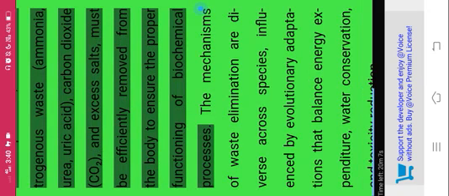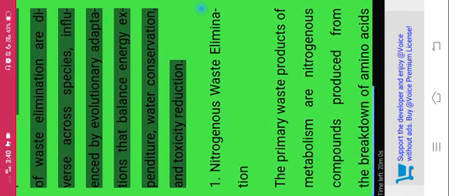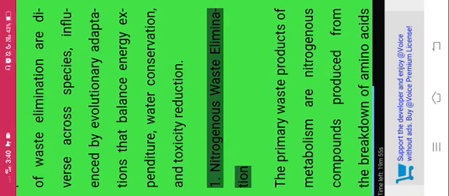Waste elimination is an essential physiological process, crucial for maintaining homeostasis, as the accumulation of metabolic byproducts can lead to toxic conditions that disrupt cellular functions. Waste products, such as nitrogenous waste (ammonia, urea, uric acid), carbon dioxide, CO2, and excess salts, must be efficiently removed from the body to ensure the proper functioning of biochemical processes. The mechanisms of waste elimination are diverse across species, influenced by evolutionary adaptations that balance energy expenditure, water conservation, and toxicity reduction. 1. Nitrogenous waste elimination.